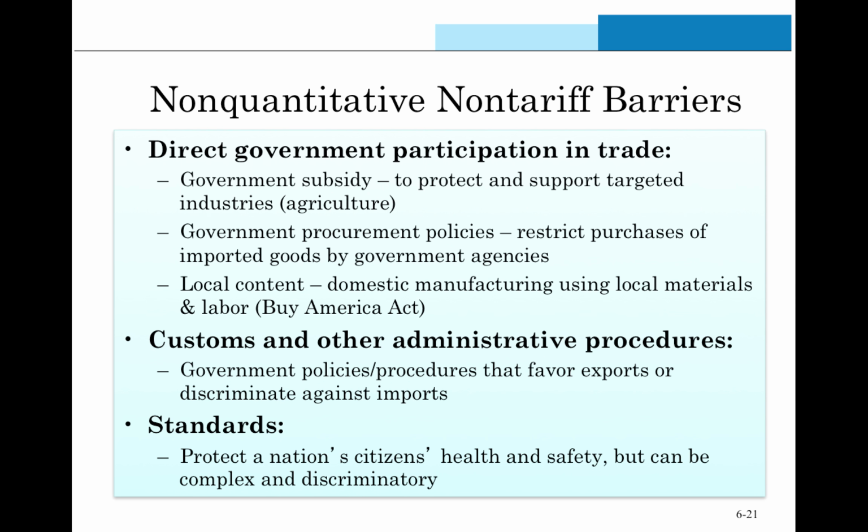These things are direct government, non-quantitative, non-tariff barriers. Customs and other administrative procedures can also be very complicated. If you make it more complicated for folks from a different country who are trying to import your product into your market, that is an administrative procedure that slows down importing into another country.